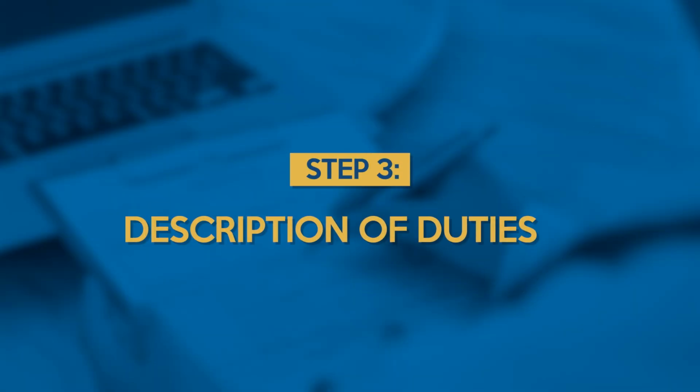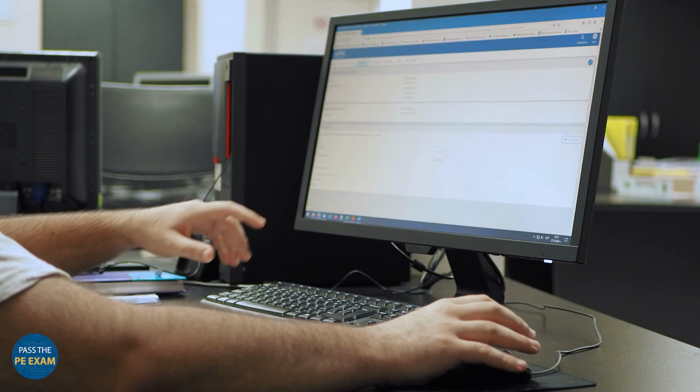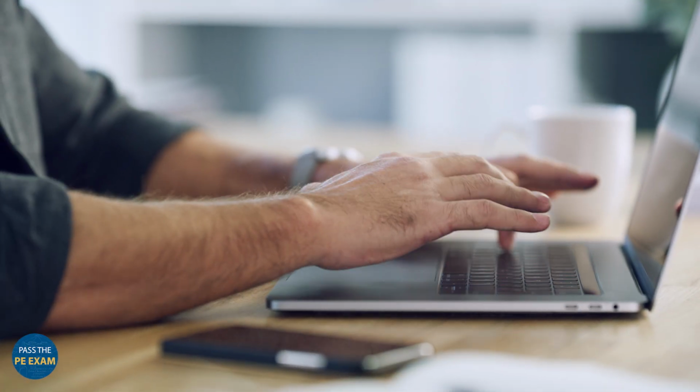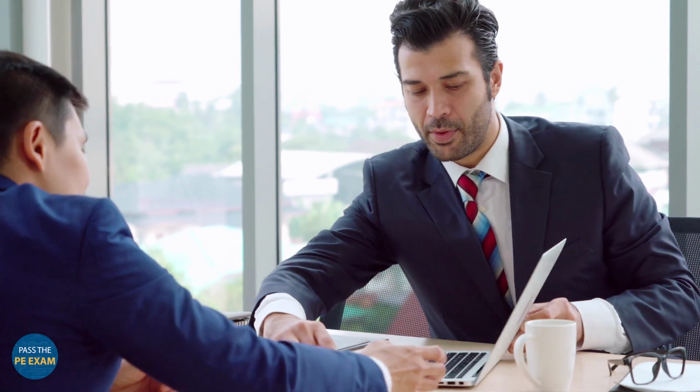Step 3. Description of duties. Now, let's talk about the part of Form 4A that trips up most people, describing your duties. You will complete this part, and this is where you show the licensing board that your engineering experience meets their requirements for licensure, especially in terms of design, analysis, and decision-making under the supervision of a licensed professional engineer.